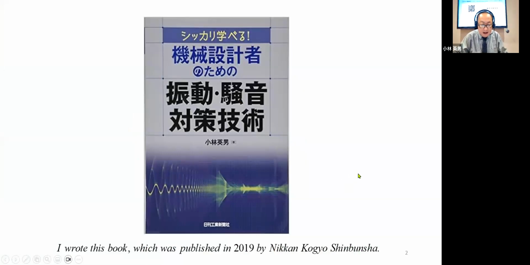First of all, let me introduce my book. I wrote this book in 2019. This book is published by Nikkan Kogyo Shinbunsha. This book is written in Japanese. The title of this book is written as follows. In Japanese, 機械設計者のための振動騒音対策技術. This is for mechanical designers, vibration and noise countermeasures.